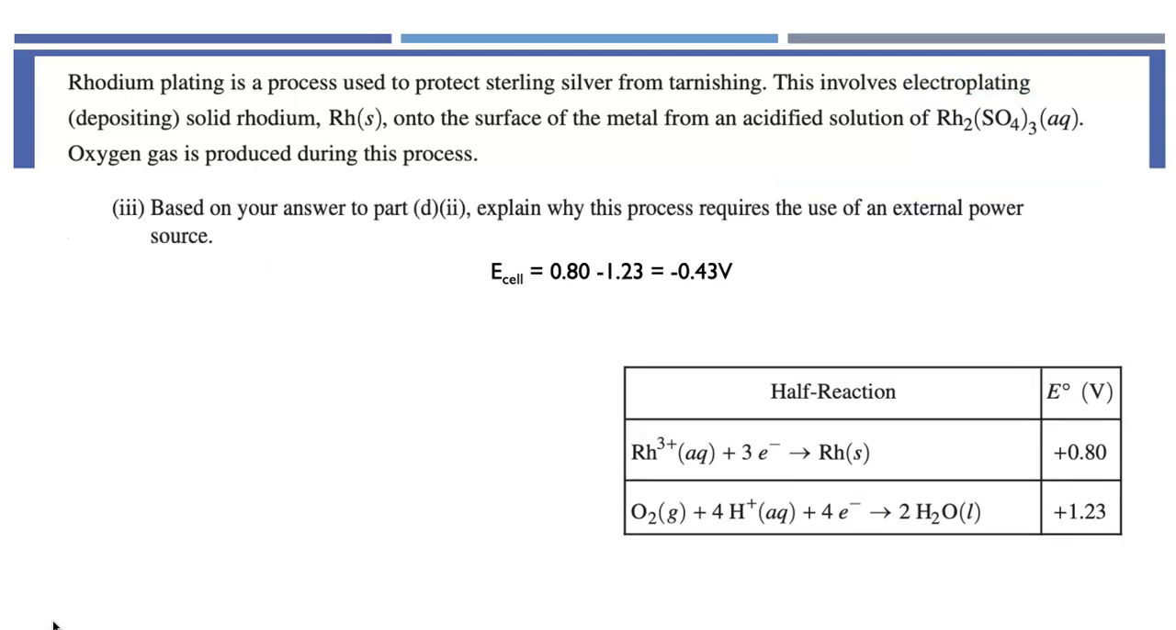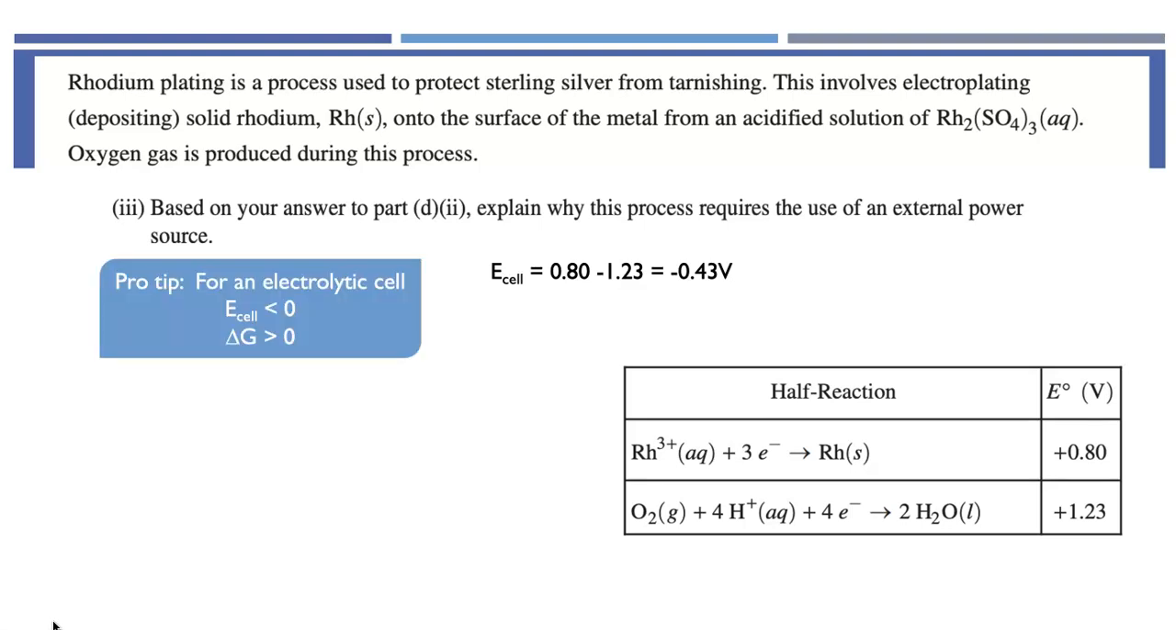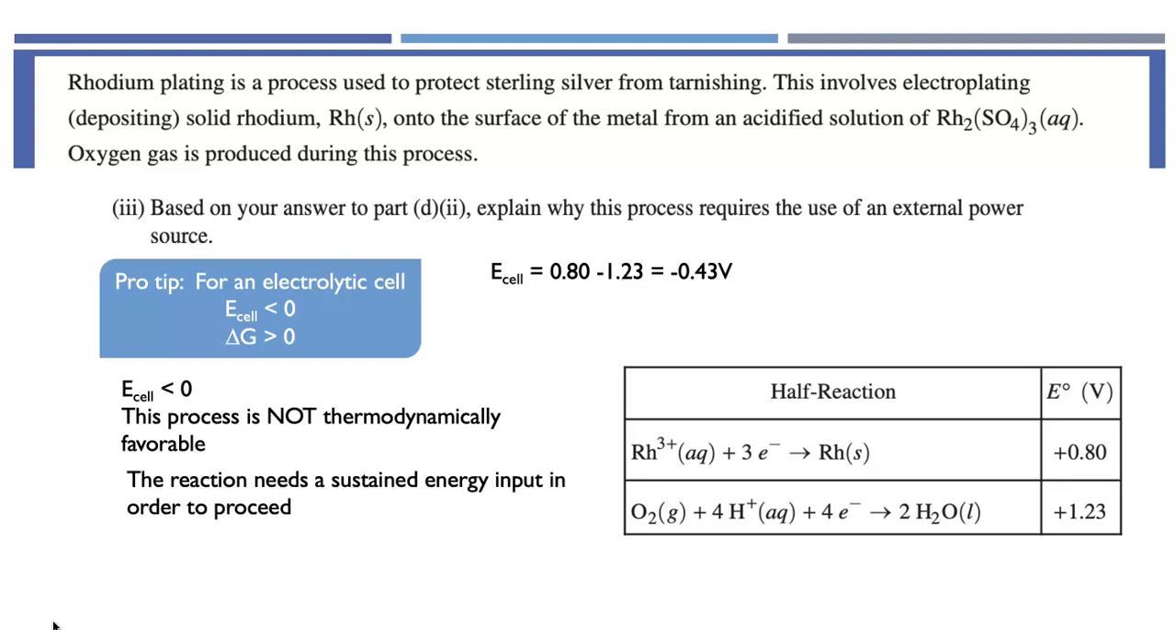Based on your answer, explain why this process requires the use of an external power source. Now, we just found E cell. It's negative 0.43 volts, right? We've said that a bunch of times. But we know this is an electrolytic cell. E cell is less than 0, which means delta G is positive. It's not a spontaneous process. It's not thermodynamically favorable, to use the College Board's preferred terminology. It needs a sustained energy input in order to proceed. That's why we need an external power supply. They're giving you a lot of hints about what's going on in this problem. But that's what you needed to say to earn the 1 point for D part 3.